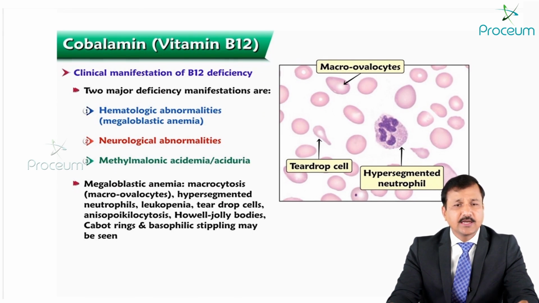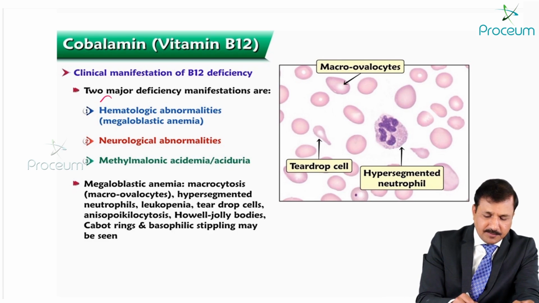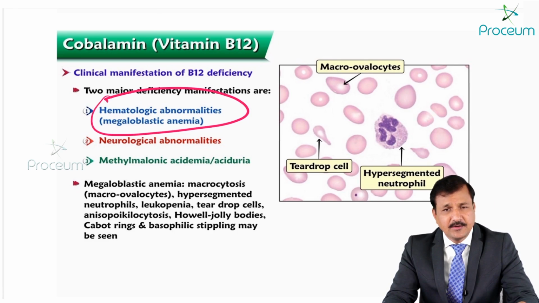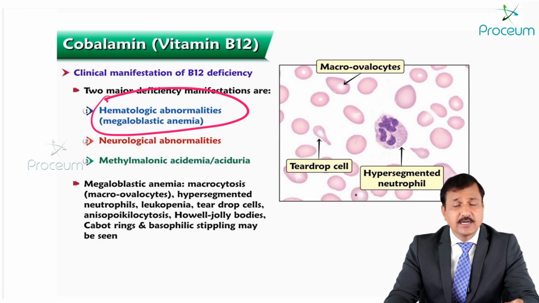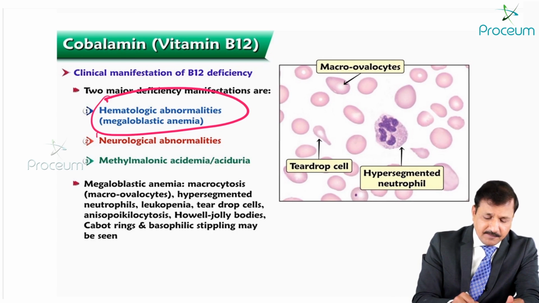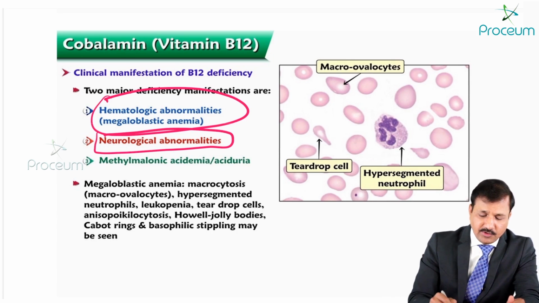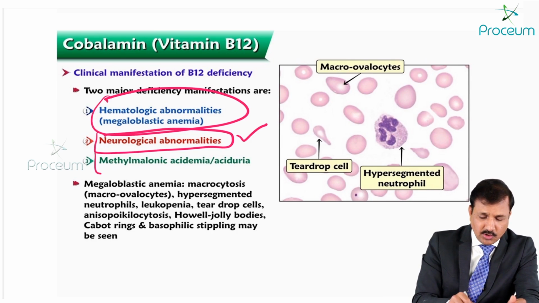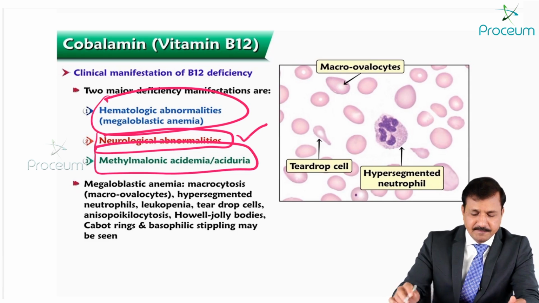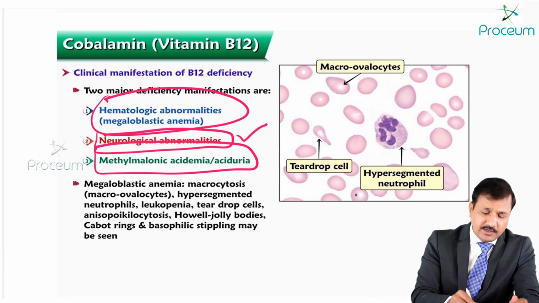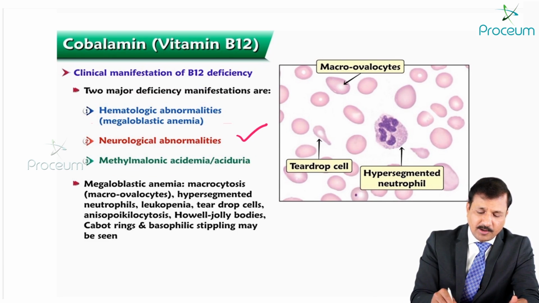We can divide clinical manifestations of vitamin B12 deficiency into hematological abnormalities, which include megaloblastic anemia, which is similarly seen in folic acid deficiency. Along with megaloblastic anemia, patients with cobalamin deficiency will show neurological manifestations, and also patients will show methylmalonic acidemia or methylmalonic aciduria. These are the three things that you need to look for in cobalamin deficiency.